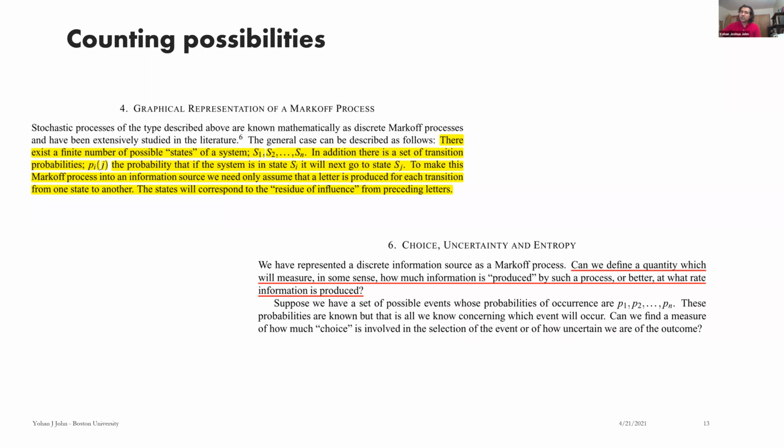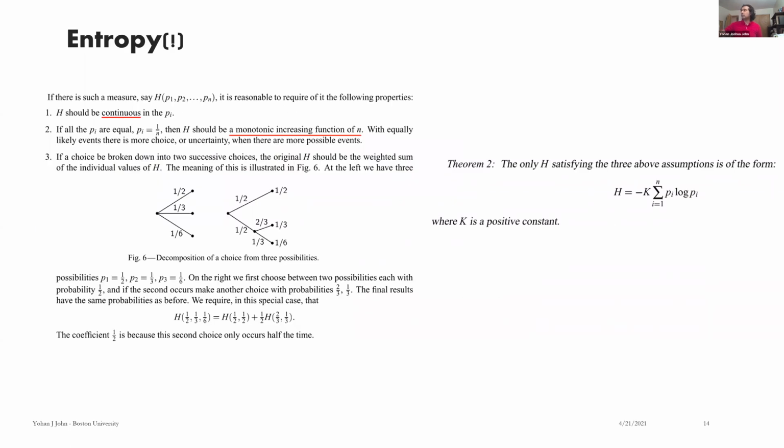So what Shannon does is come up with a way of quantifying this. And it's just how do we quantify, and then we can make some theorems about information engineering, communication engineering, with the help of this new tool. So can we define a quantity which will measure in some sense how much information is produced by such a process, this random Markov process, or better, at what rate information is produced? And there, he justifies the form, which you've probably seen before, this P log P form.